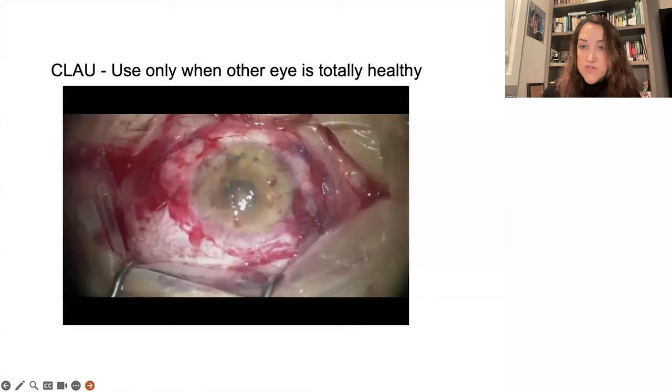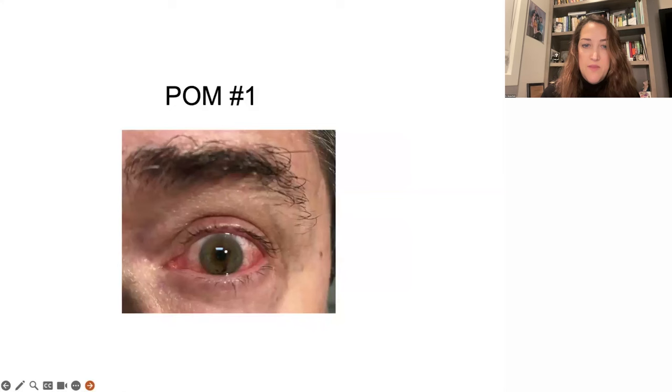This is after 1 month. You can see the cornea stayed very nice and clear and stayed that way long-term. He's now out a few years.